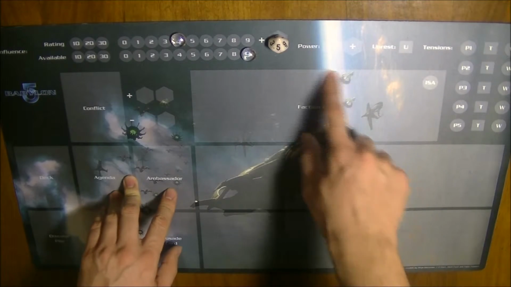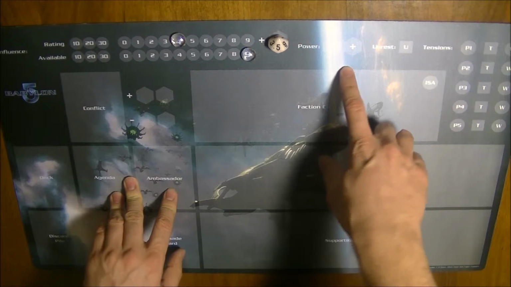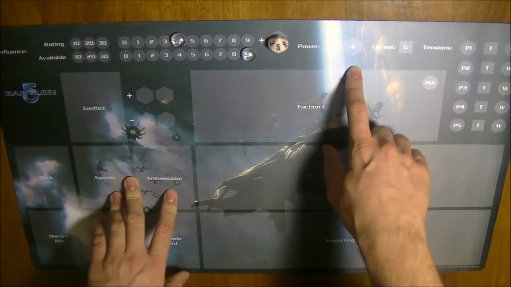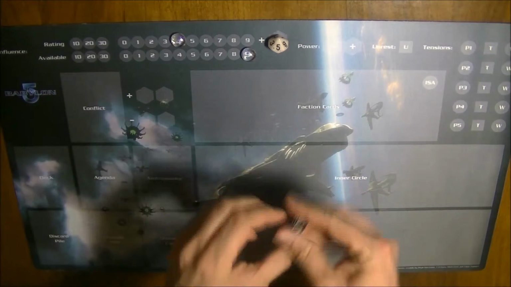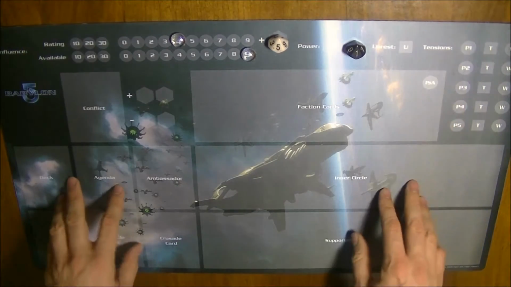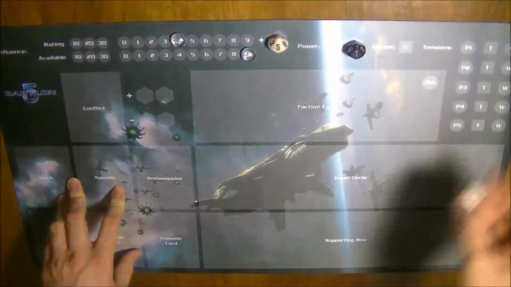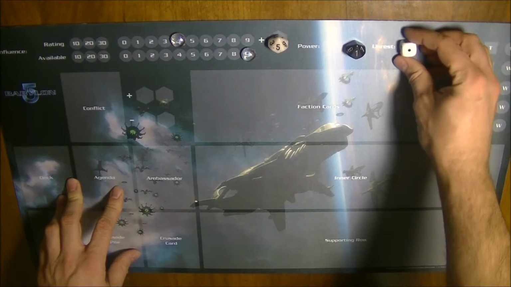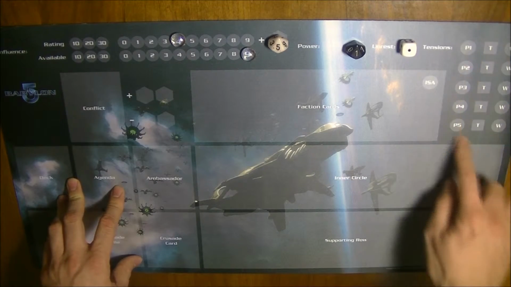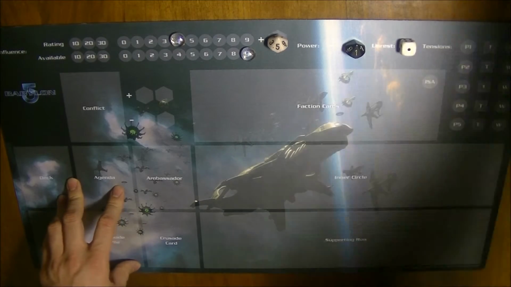Then you have a power rating, which, if you have, for example, a card as an agenda or a different one which gives you additional power, you can track with another die. You have unrest, which is between 1 and 5. I'm using a d6 to track that, and I'm using this area here to track tensions between other players.